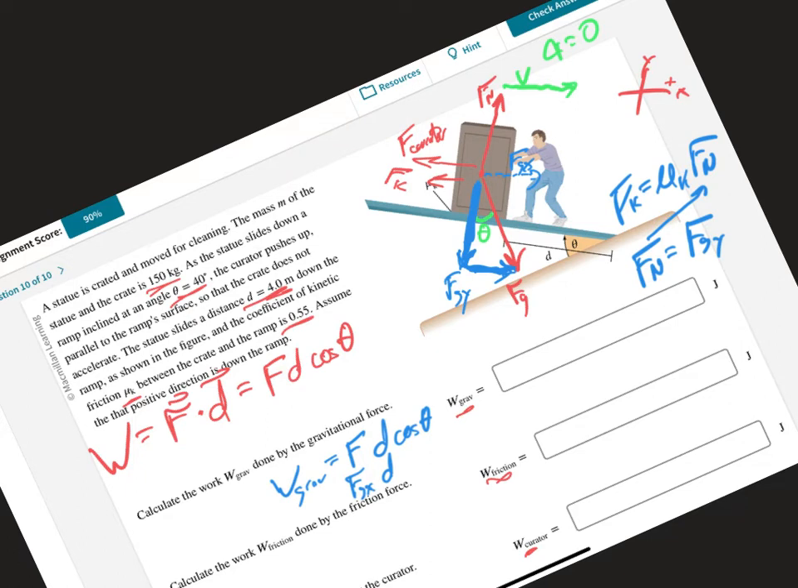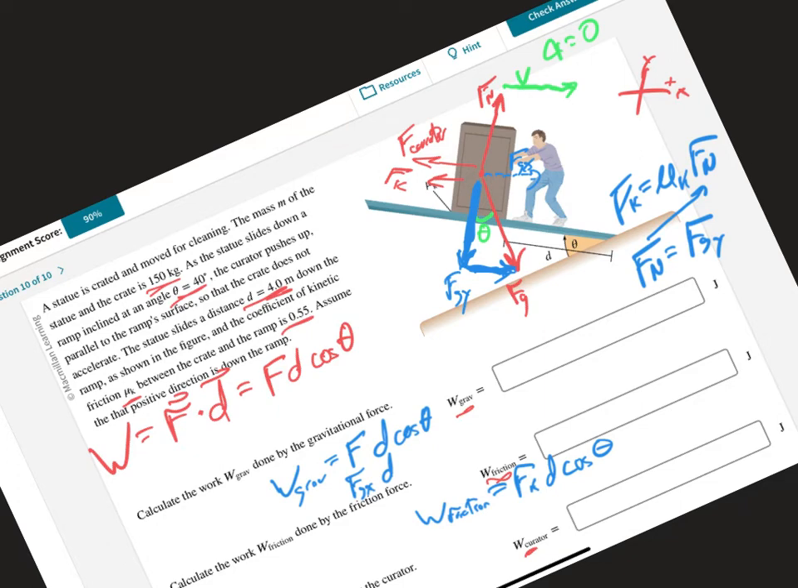So the work done by friction is going to equal the force of kinetic friction times the displacement times the cosine of the angle between them. Cosine of the angle between them is not the green theta. The displacement is down to the right, down the ramp to the right. Frictional force is to the left, up the ramp. So they're exactly 180 degrees apart from each other.